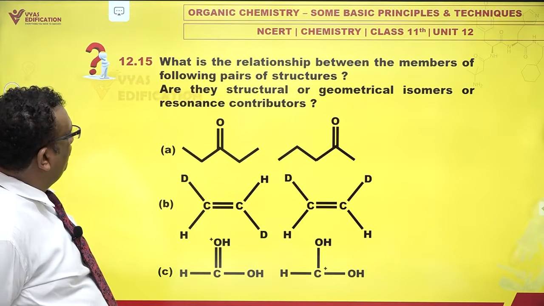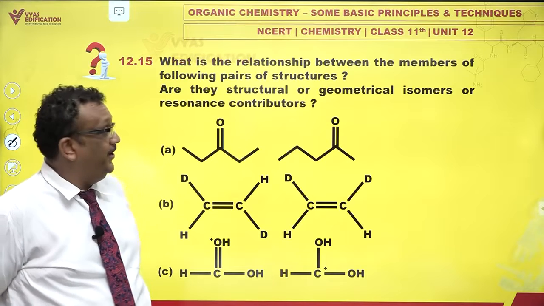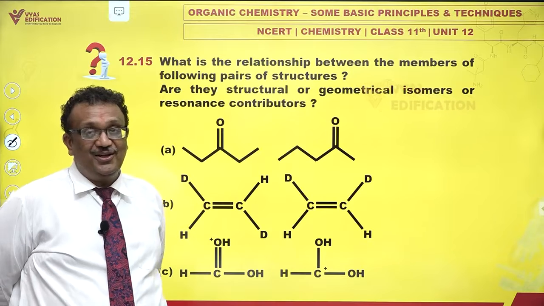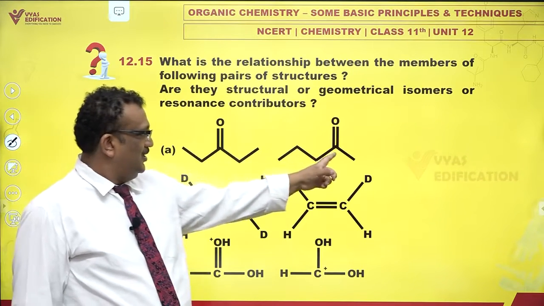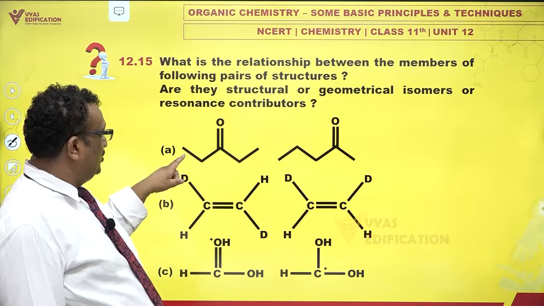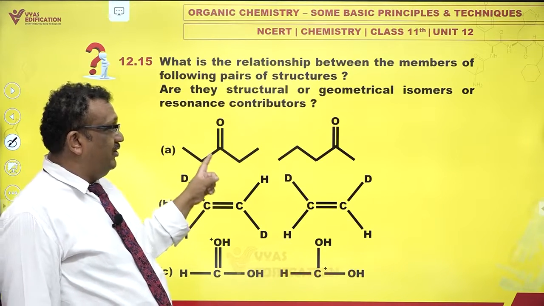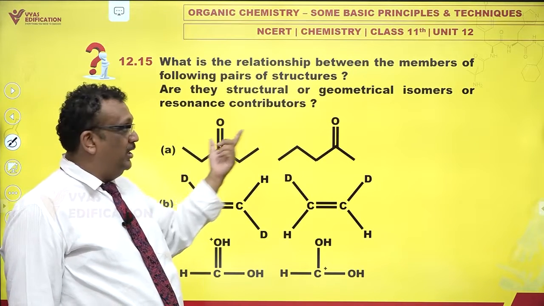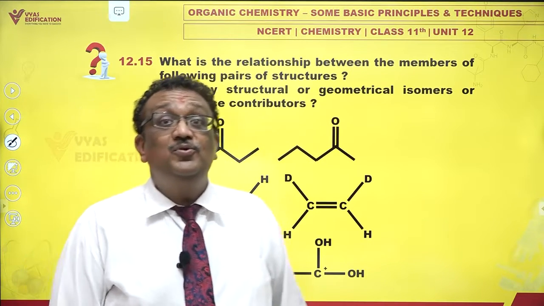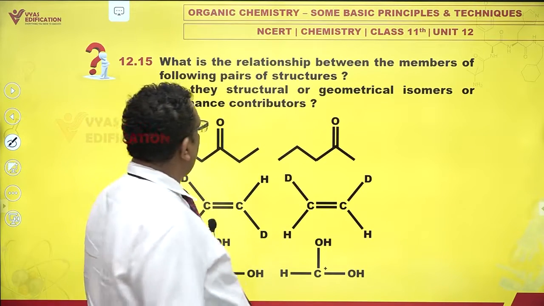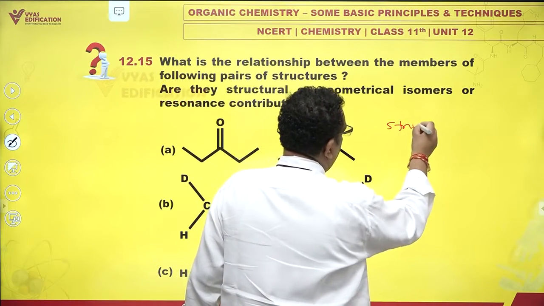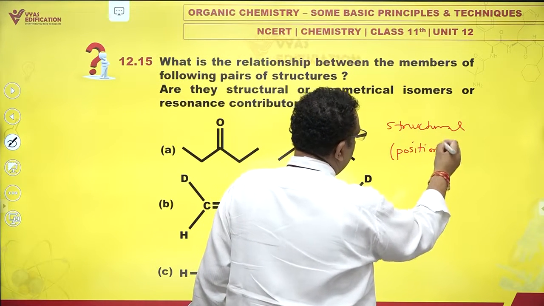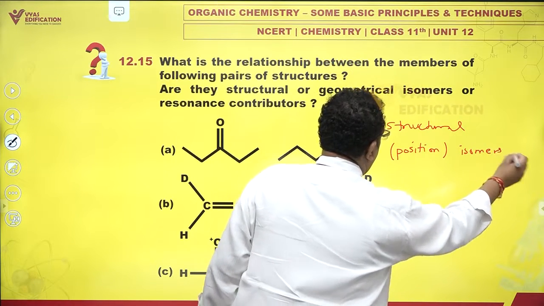What is the relationship between the members of the following pair of structures? Okay. Are they structural or geometrical isomers or resonance contributors? Let's take a look. The first one, they are definitely isomers, yes. Because you can see 1, 2, 3. This is pentan-3-one and this is 1, 2, 3, 4, 5. This is pentan-2-one. Pentan-3-one and pentan-2-one. They are position isomers. So they are structural, yes, and honestly they are position isomers.